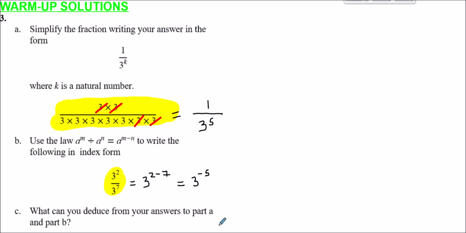So for part C, what can we deduce? Well, we can deduce that 1 over 3 to the power 5 is the same as 3 to the power minus 5. And so we have a negative index. It's the same as the reciprocal of this base to that positive index. And again, this is true more generally speaking, which is what we're going to prove in this session.